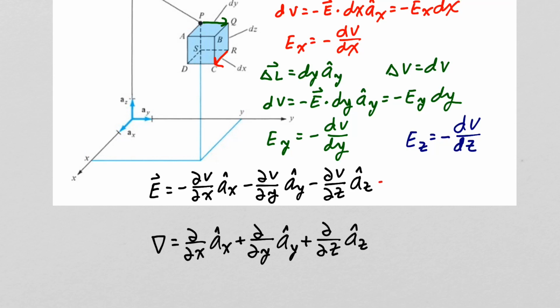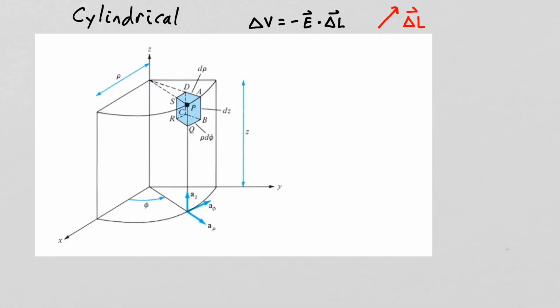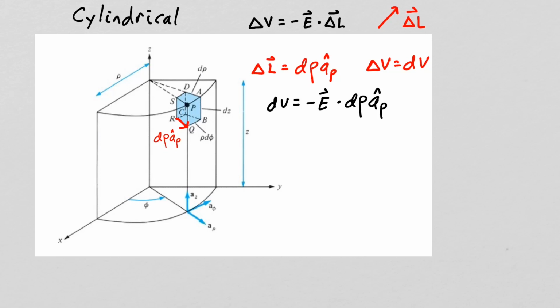Now let's look at the cylindrical coordinate system. We adjust our voltage probe to make it length d rho pointing in the rho direction, and the drop across it will be dV. So let's make these substitutions. So we'll have the dot product between the electric field intensity and unit vector in the rho direction, which will just give us the component of the electric field intensity in the rho direction. So the rho component of the electric field intensity is minus dV d rho.